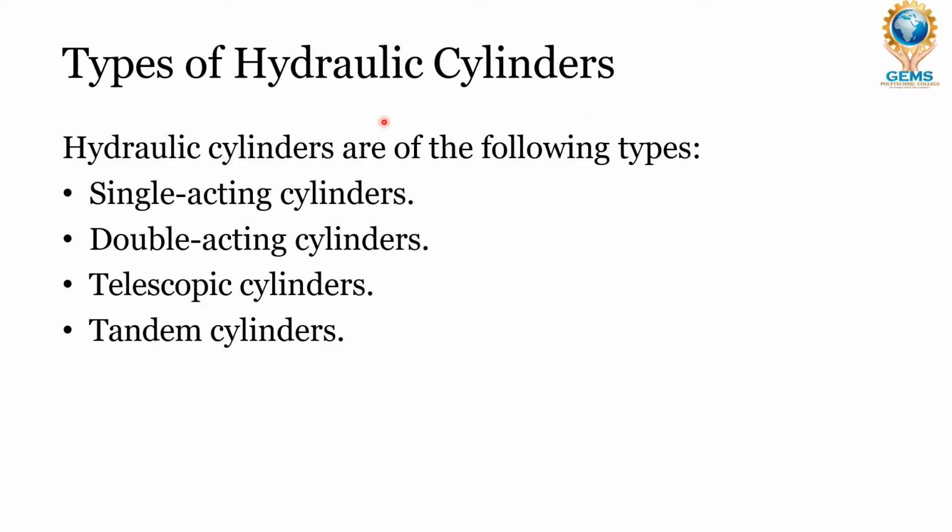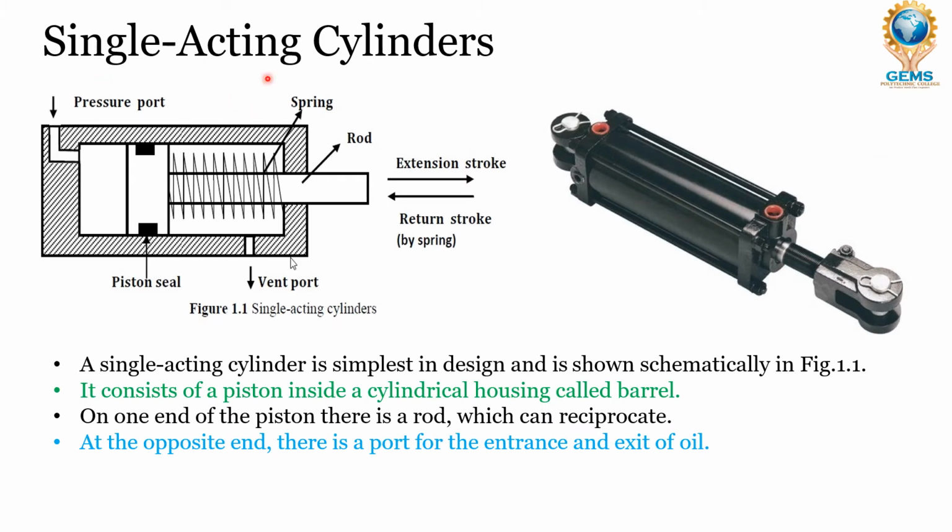And what are the types of hydraulic cylinders? Hydraulic cylinders are of the following types. First one is single acting and double acting cylinders, telescopic cylinders and tandem cylinders. So, single acting cylinders.